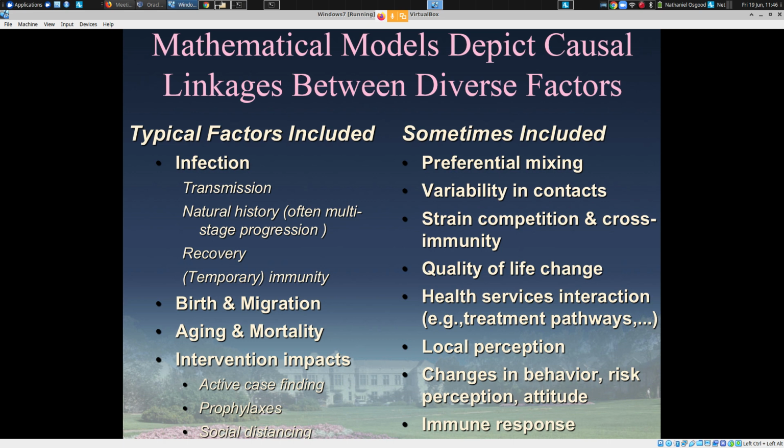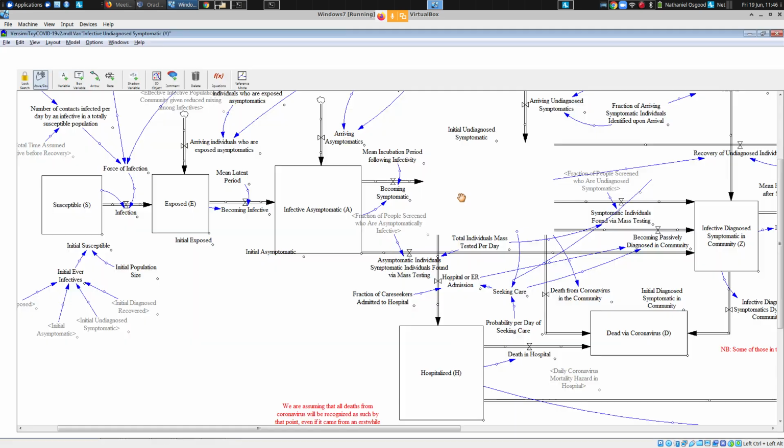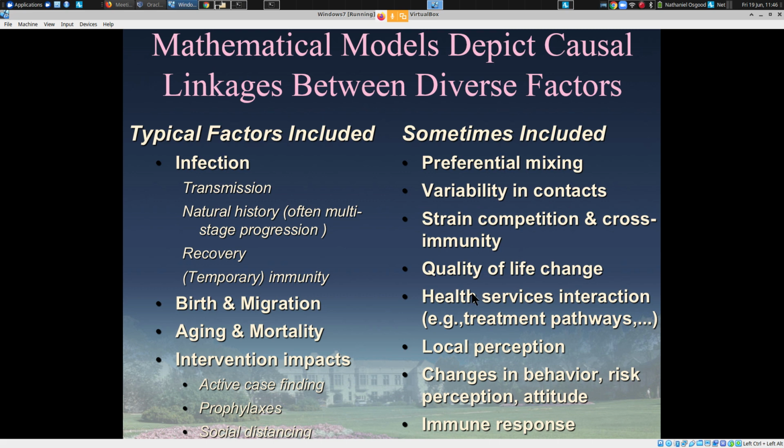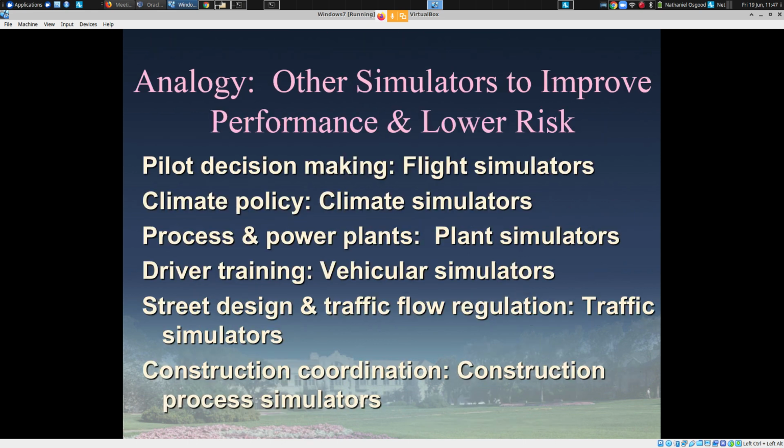Variability in contacts, heterogeneity in contacts, health services interactions, for example, treatment pathways. Here we have a hospital. A lot of communicable disease models don't have that. Sometimes, more sophisticated models we've built have many compartments. So they have hospitalized non-ICU, hospitalized ICU, etc. Changes in behavior, risk perception, or attitude are sometimes included. And sometimes even, and we've done a lot of work with this, immune response.